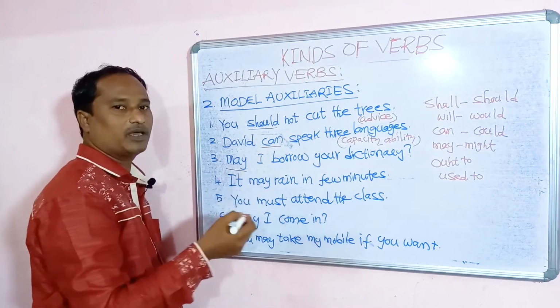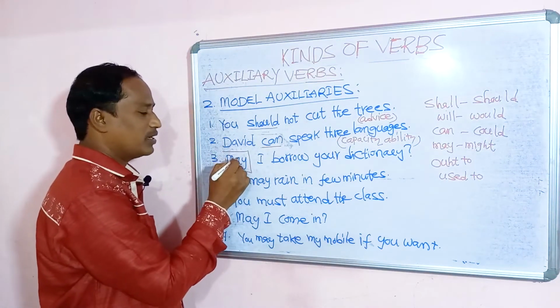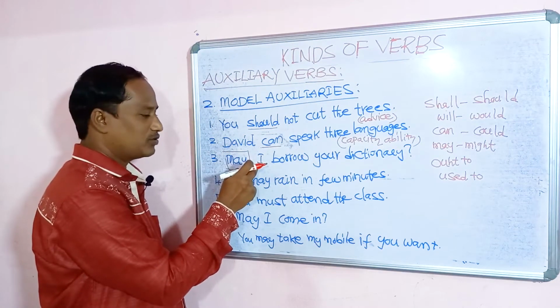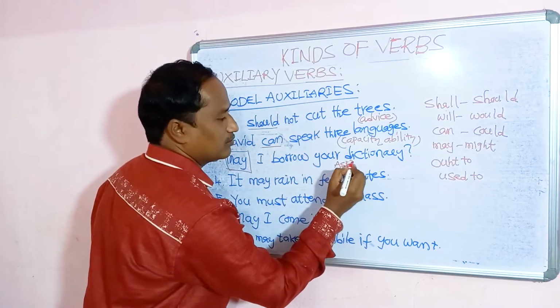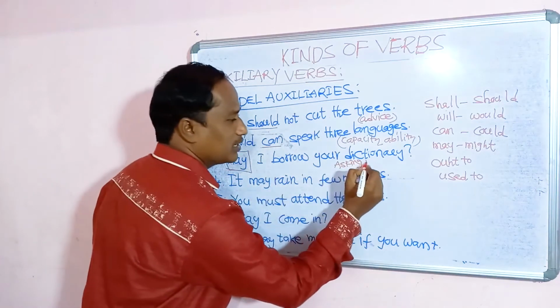You may use my mobile. So in that way, usually this modal auxiliary may is used, but particularly in this sentence, what does it show? It shows asking permission, meaning you are asking permission to get something from somebody else. So, asking permission.